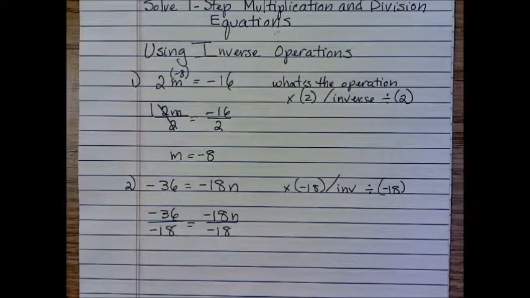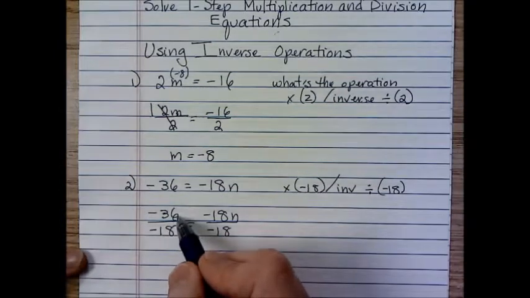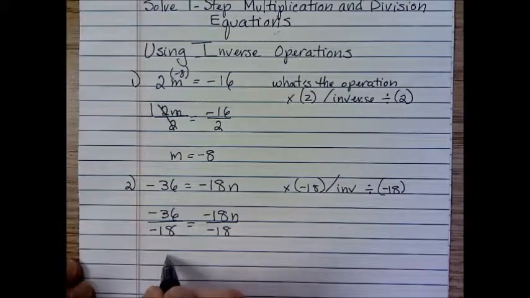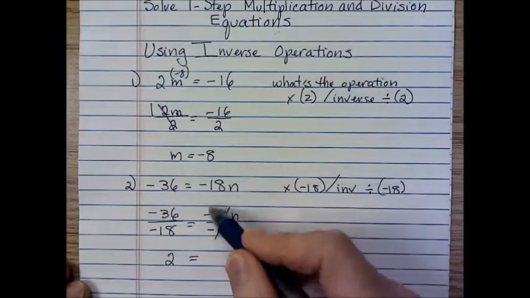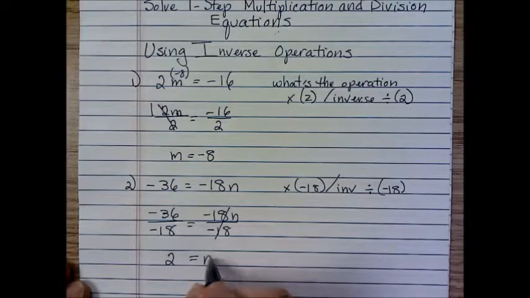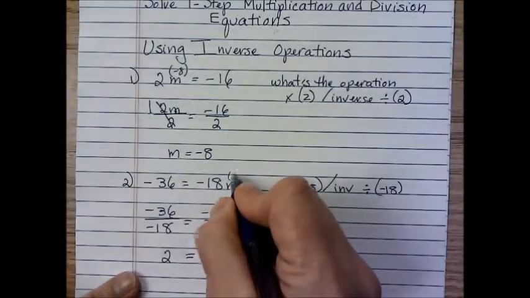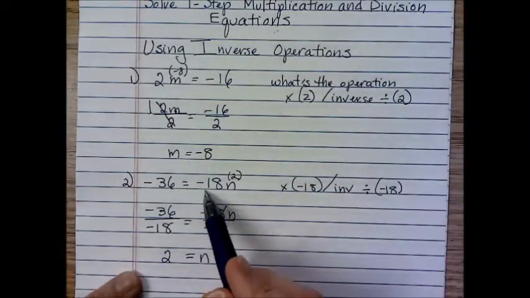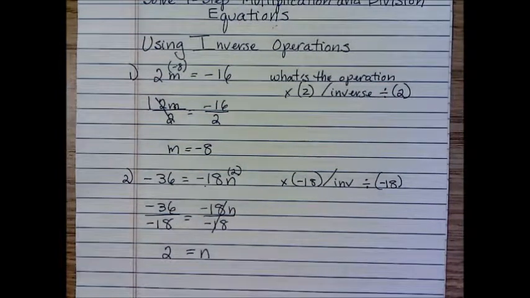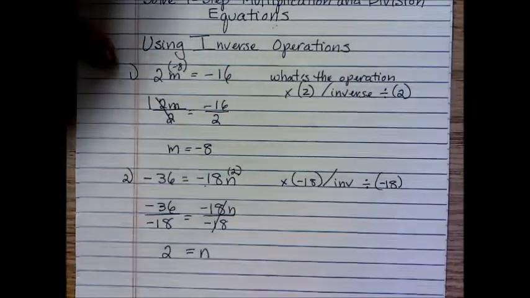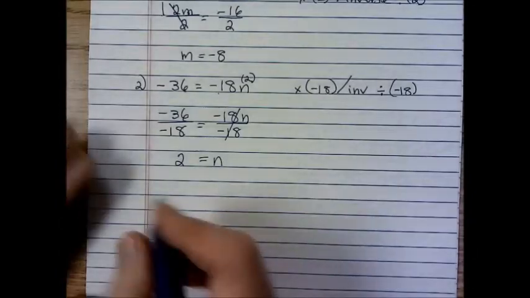Now we're going to simplify. And negative 36 divided by negative 18 would be a positive 2. And we know that negative 18 divided by negative 18 equals 1, and 1 times n gives you n. So let's double check. If we substitute our 2 up here, negative 18 times 2 does equal negative 36. Let's try a different kind of problem.